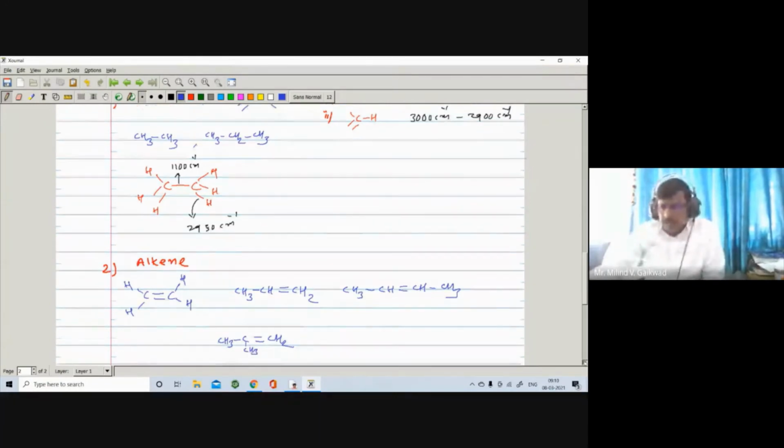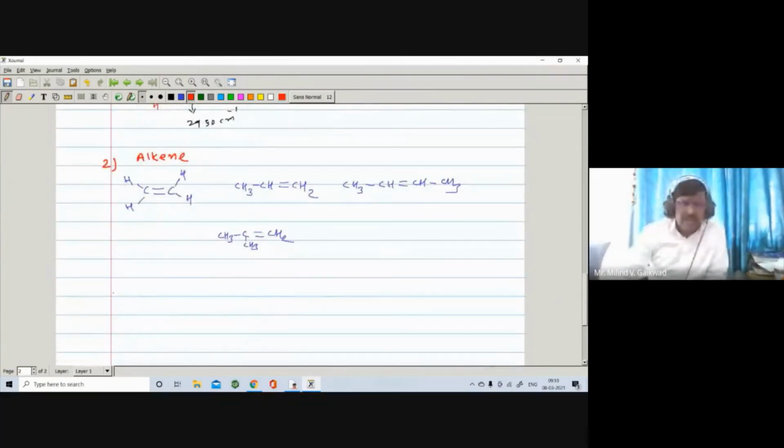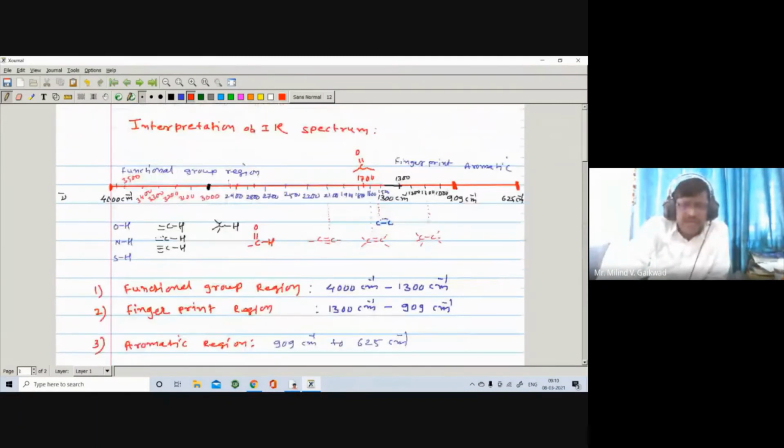In all these examples, the common part is the presence of a carbon-carbon double bond. Can anyone tell me where this carbon-carbon double bond will appear? Here is the range, I will give you the spectra. Here I have written where the carbon-carbon double bond will appear.